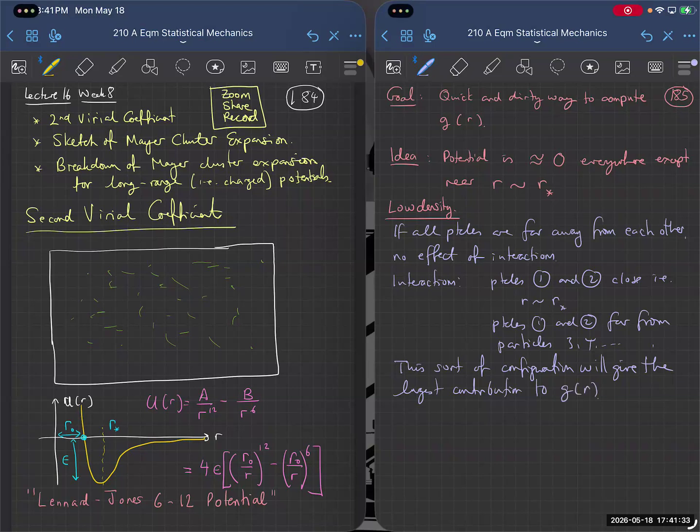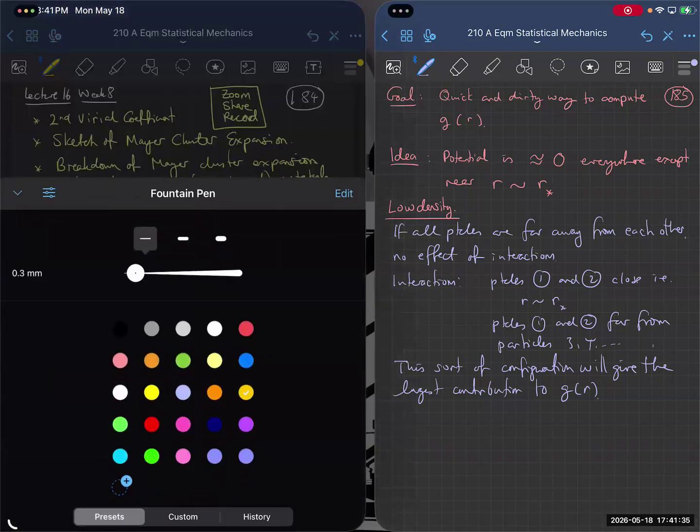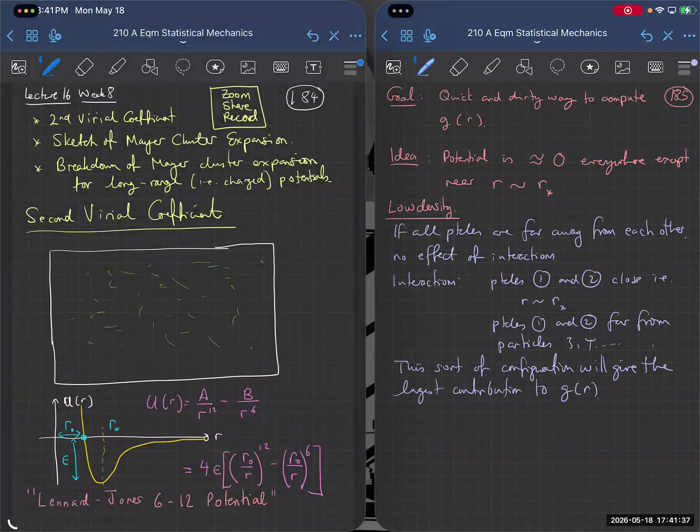So here you can think of it in the following way. I've got particle 1 over here, and here's particle 2. They're very close together, so they will give you some contribution, and then all the other particles are far away from each other, so I only need to consider that.